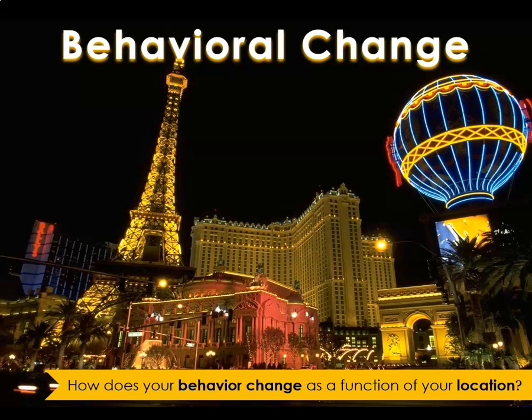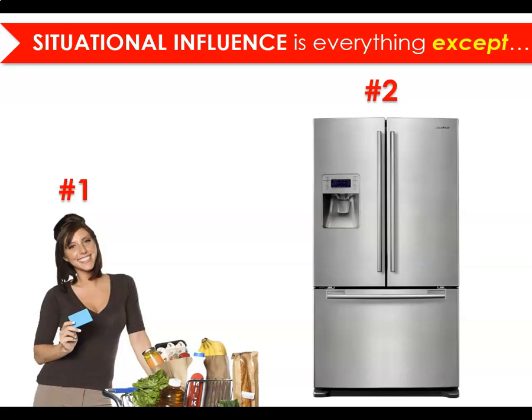Now, let's imagine how important social influences are for behavioral change. A good way to understand this idea is to consider how your behavior might change as a function of your location. Your behavior in Morgantown or in your hometown is likely to be a lot different than it would be if you took a trip to Las Vegas, for example. It's important to understand that situational influence is everything that might affect a consumer's purchase decision, except, number one, the consumer, and number two, the stimulus.